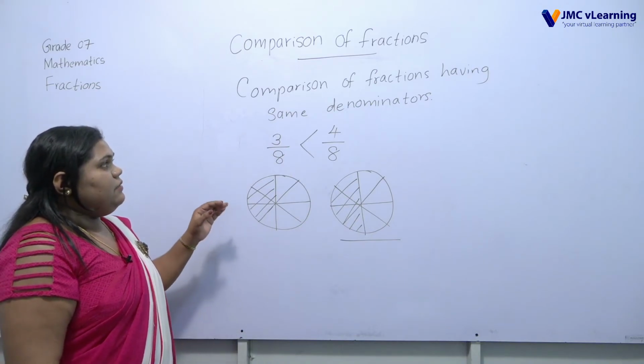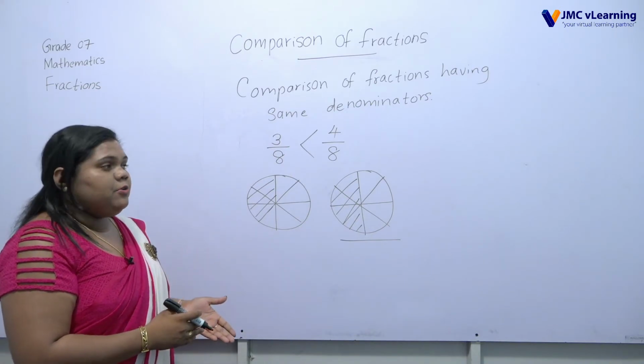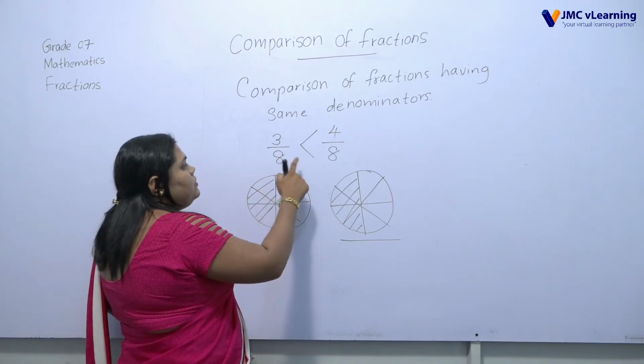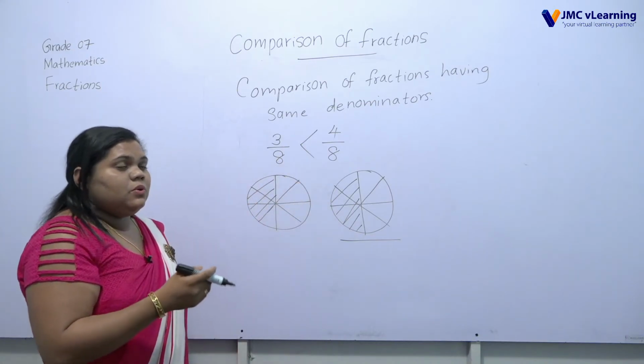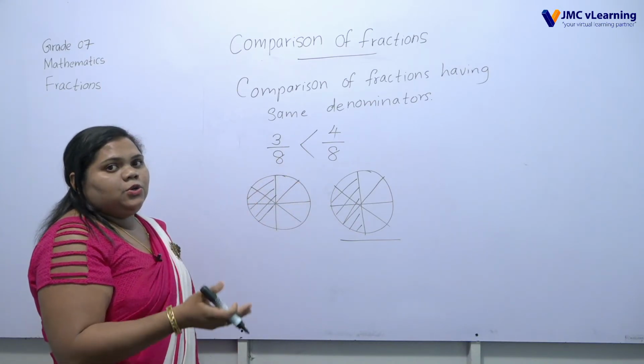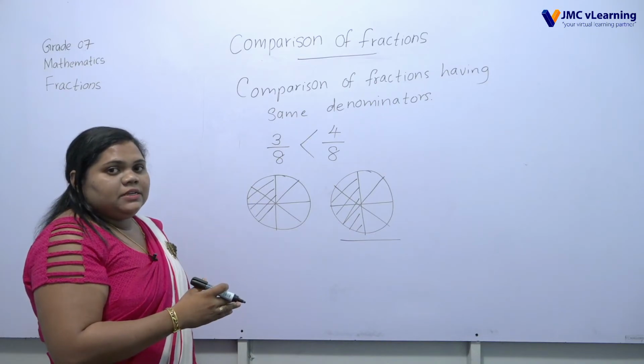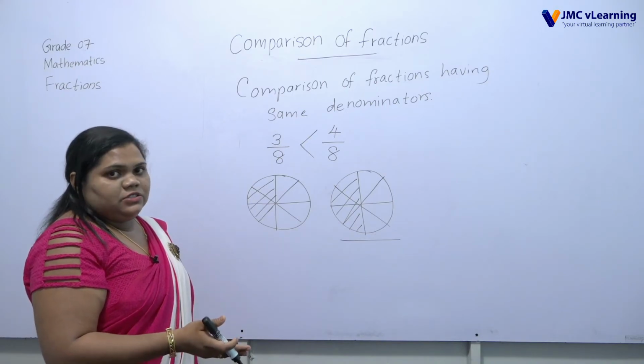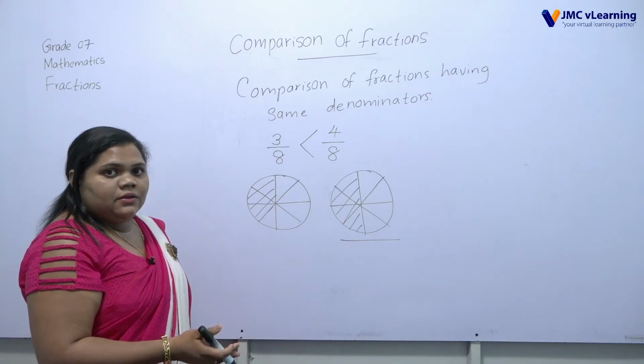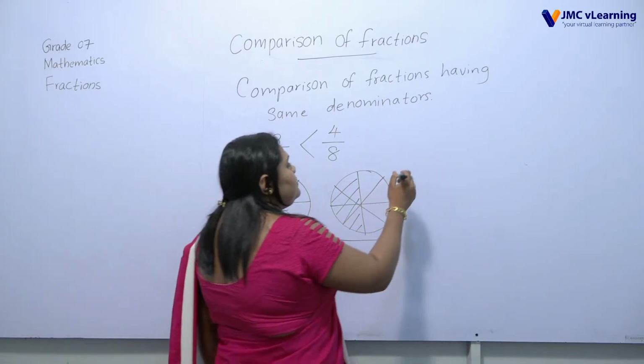It means children, if we compare fractions having the same denominators, now you know the denominators are same, so you have to check the numerator. The larger numerator gives the larger fraction. Are you clear? Okay, I'll take another example.